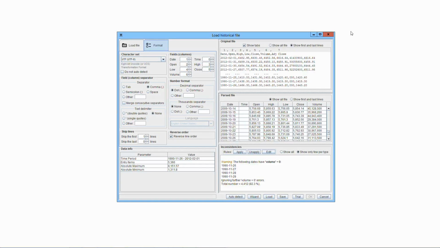Some historical data report the adjusted close. That's the closing price after adjustments for splits and dividend distributions. Should you use the close or the adjusted close? The adjusted close is not coherent anymore with open, high, and low. If you use the adjusted close, you can't use the open, high, and low anymore.